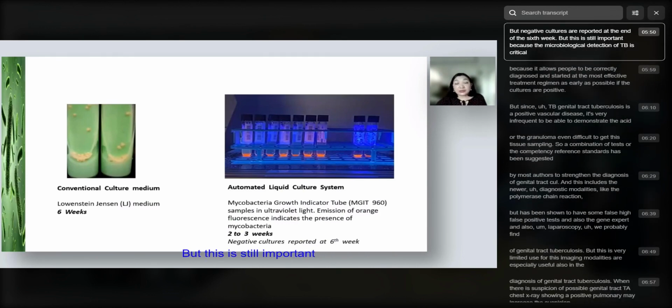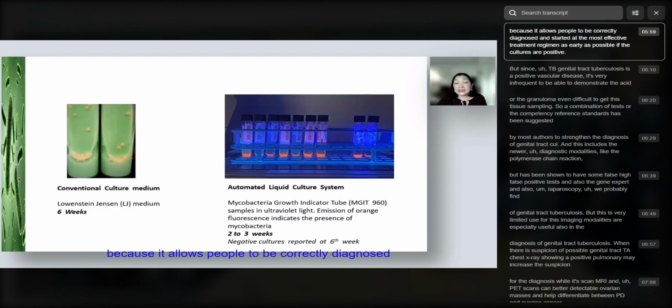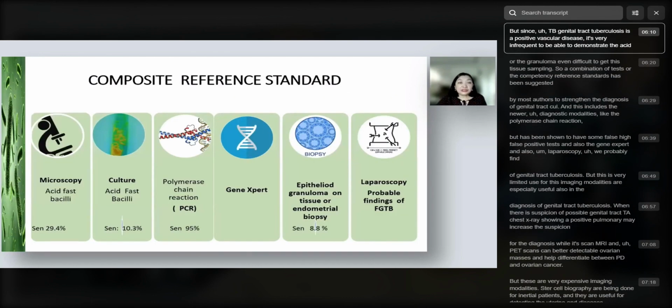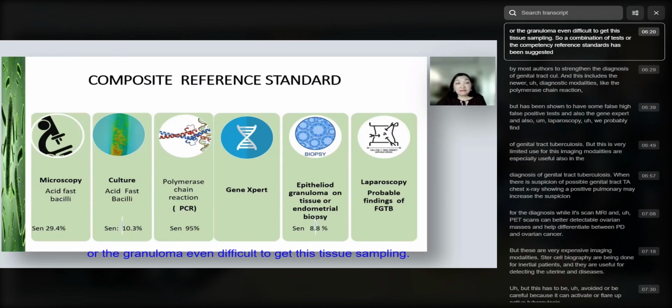But this is still important because the microbiological detection of TB is critical because it allows people to be correctly diagnosed and started on the most effective treatment regimen as early as possible if the cultures are positive. But since genital tract tuberculosis is a paucibacillary disease, it is very infrequent to be able to demonstrate the acid-fast bacilli or the granuloma, and even difficult to get this tissue sampling.